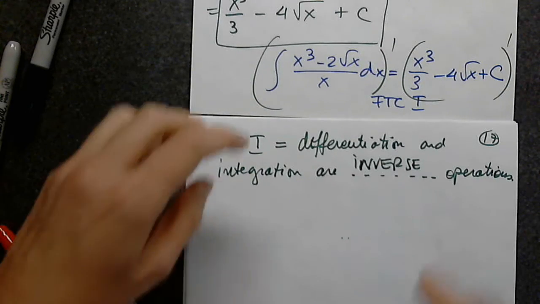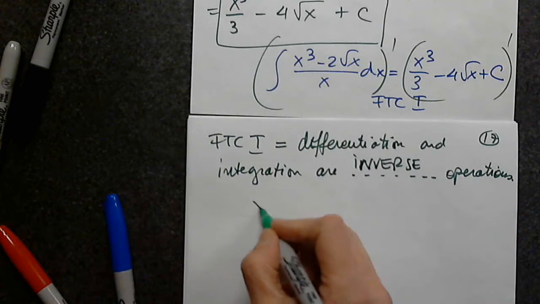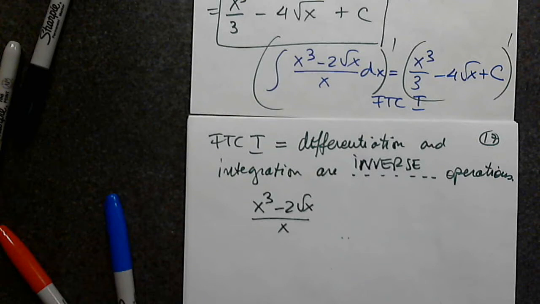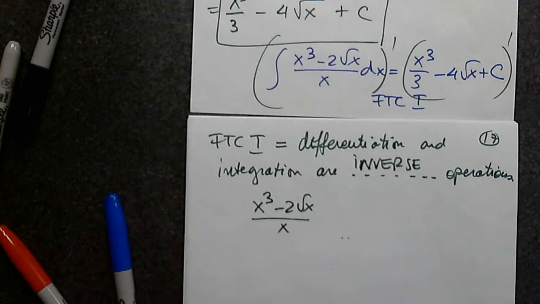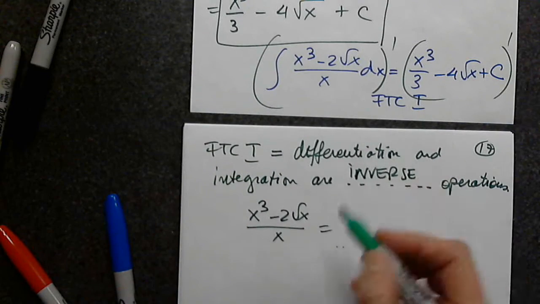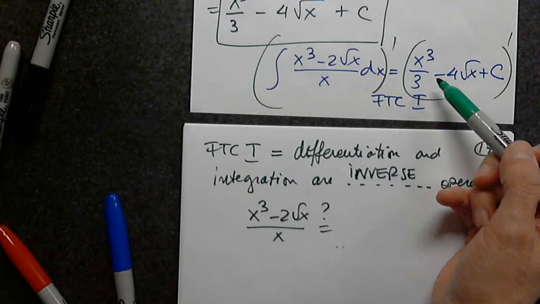So, if I differentiate an integral, I get the function. If I integrate a derivative, I get the function. So here we differentiated an integral, and we got the function. Let's see what we get on this side. So it's a question mark. I differentiate this.